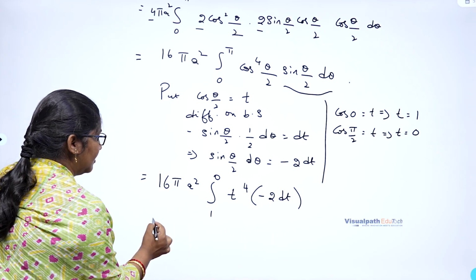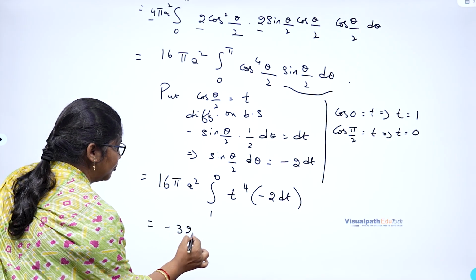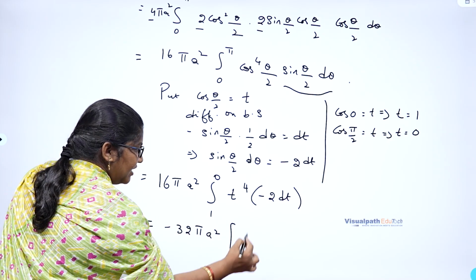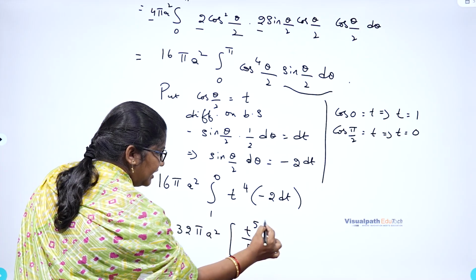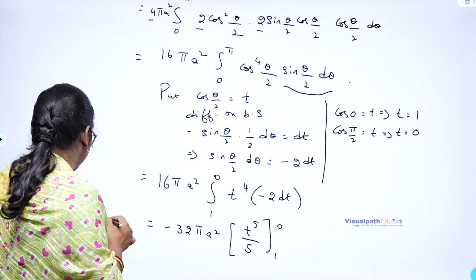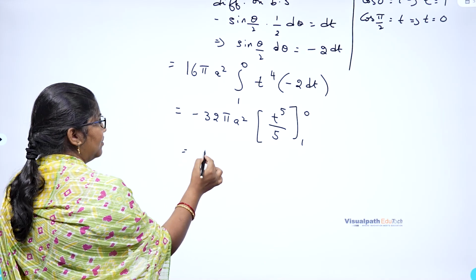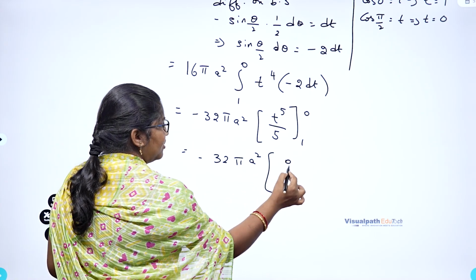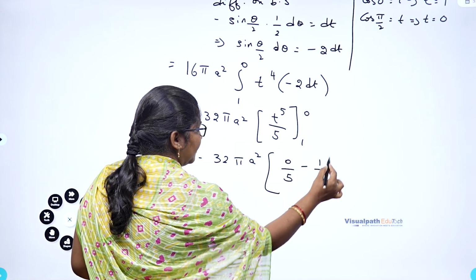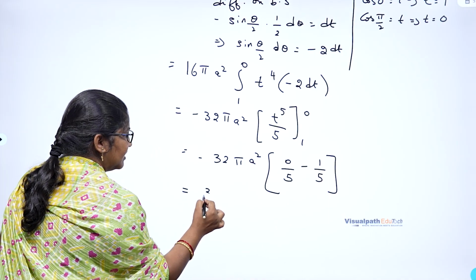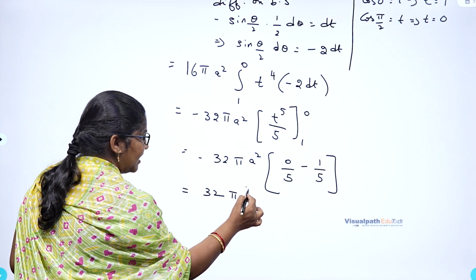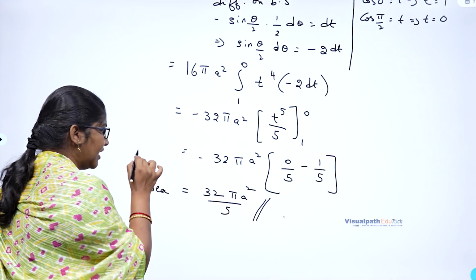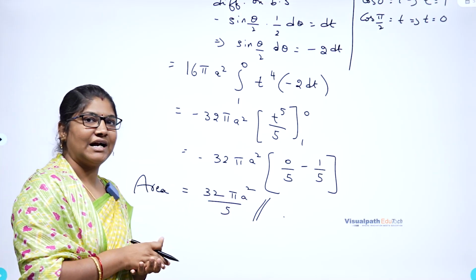Now, minus 32 pi a square. Integration is t power 5 by 5, from 1 to 0. Now, upper limit minus lower limit: 0 by 5 minus 1 by 5. Our answer is 32 pi a square by 5. This is our area, the area of the given cardioid.